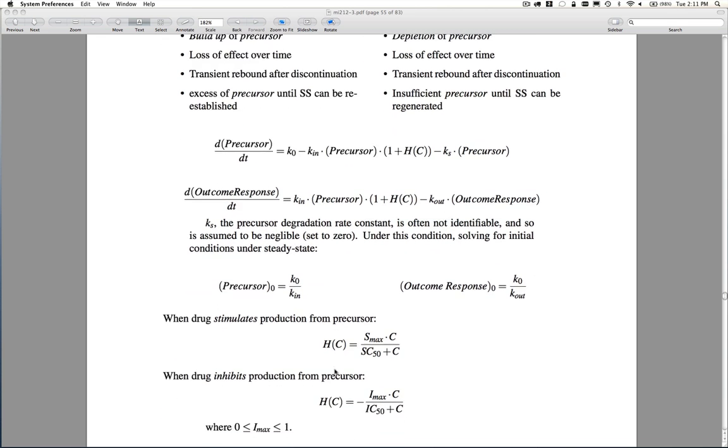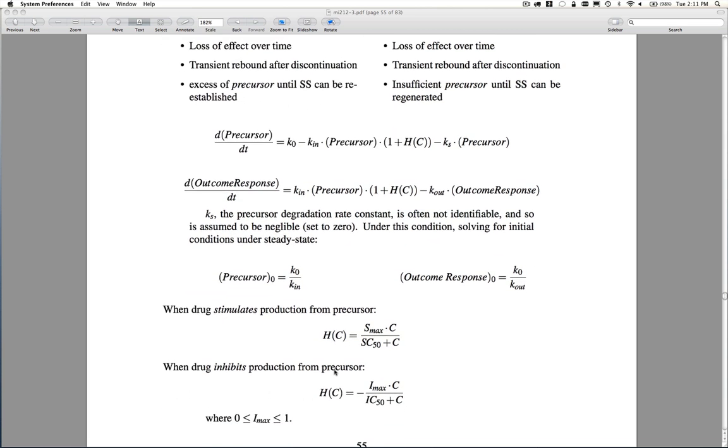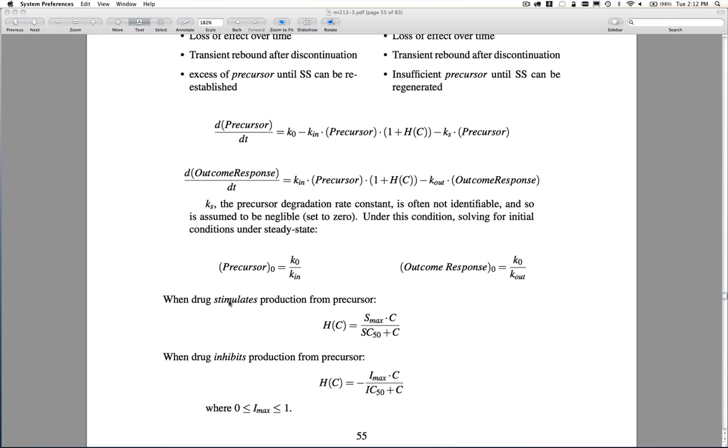Now, I mentioned before the HC function here, that's your function for stimulation and for inhibition. When it's stimulation, for example, here's an Emax relationship. The inhibition is simply that same relationship with a negative sign. The one caveat to that is that your Imax has to be constrained between 0 and 1.